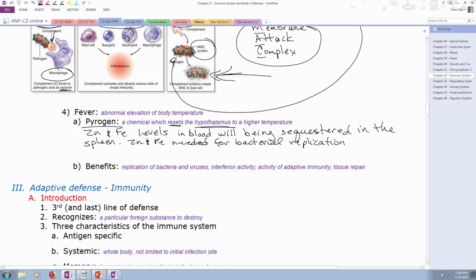So this effectively slows down the bacterial division and replication process for us. Things that are pyrogens are various toxins released by bacteria, which can act as pyrogens. Also, our WBCs and macrophages can actually release chemicals that serve as pyrogens. So WBCs and macrophages.